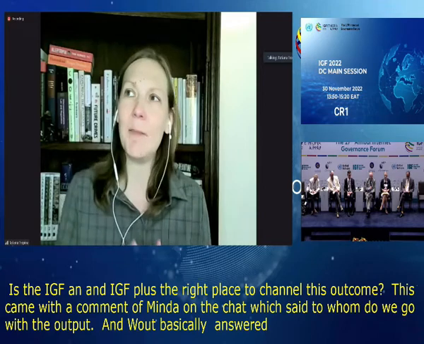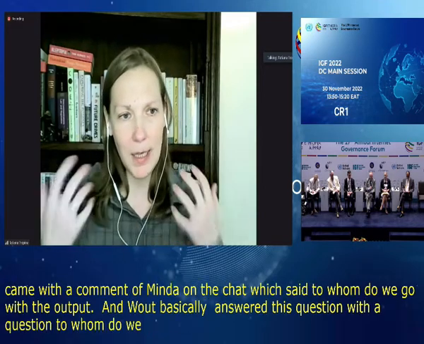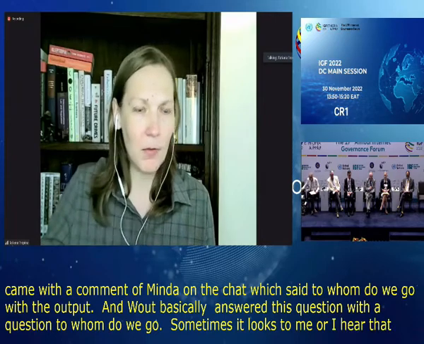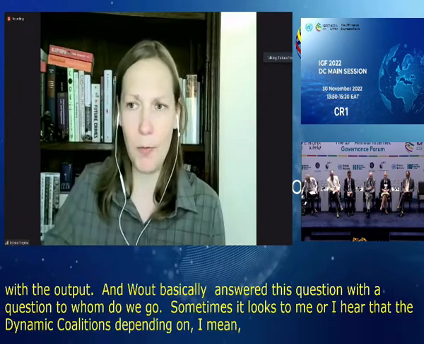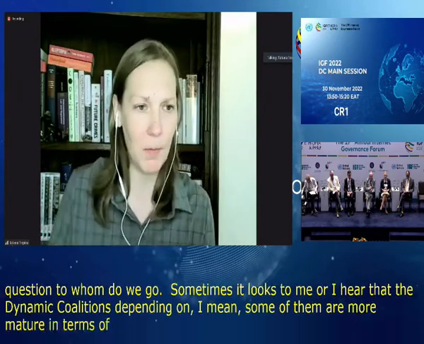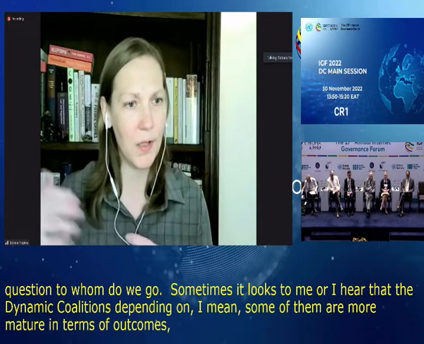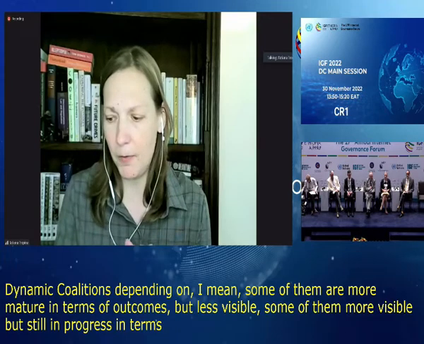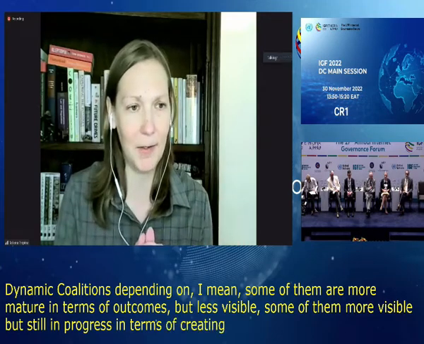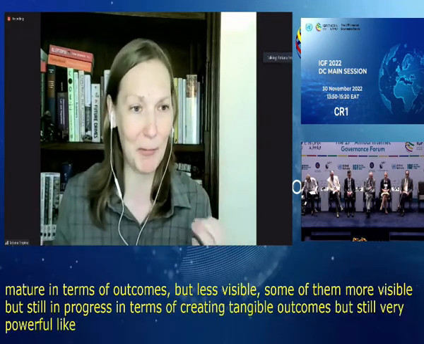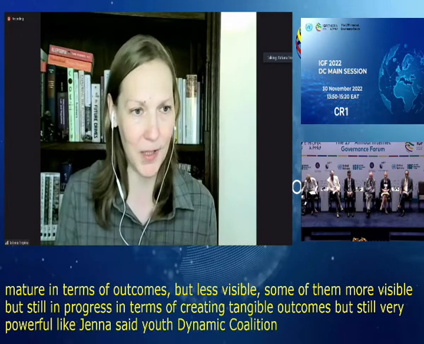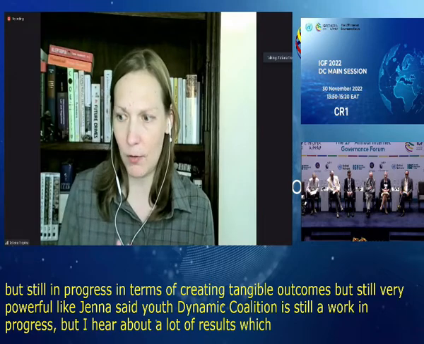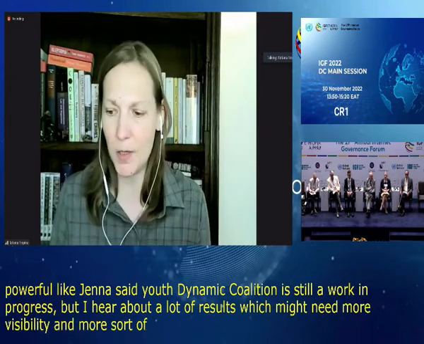And sometimes it looks to me, or I hear this, that dynamic coalitions, some of them are more mature in terms of outcomes, but less visible. Some of them are more visible, but still in progress in terms of creating tangible outcomes, but still very powerful. Like Jenna said, that youth dynamic coalition is still a work in progress, but I hear about a lot of results which might need more visibility and more power, more support.